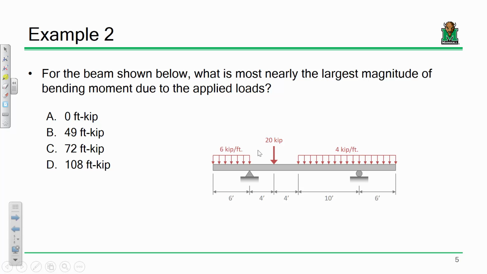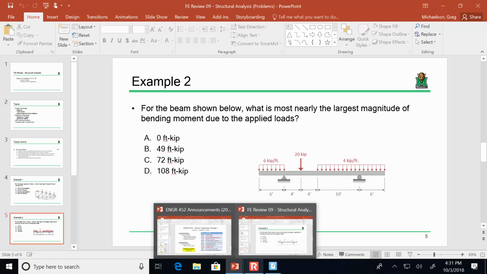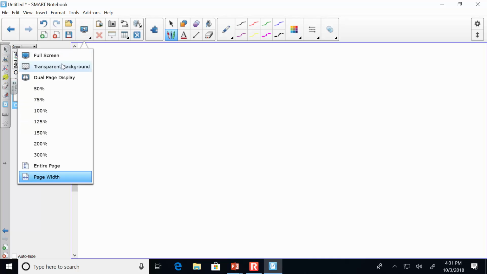All right. So for the beam shown below, what's most nearly the largest magnitude of bending moment? Okay. So first thing we have to do is determine what? Support reactions. There we go. All right. Now, let me redraw this, I'm going to kind of need the structure. It would help if I actually drew with a marker and not the eraser.